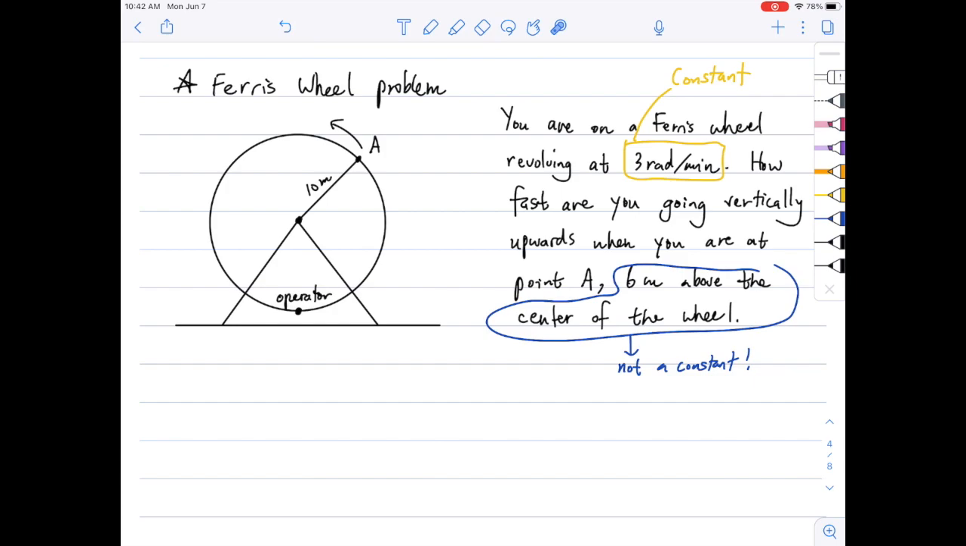Okay, so how do we solve the problem? The key to solving this problem is clearly defining your variables. And they don't give you that. That's what makes this problem tricky. All they give you is the rate at which the angle is changing. So we know the angle with respect to time is increasing at 3 radians per minute for each minute that passes. We definitely know that the angle is increasing at this rate, but they don't even give you the angle.